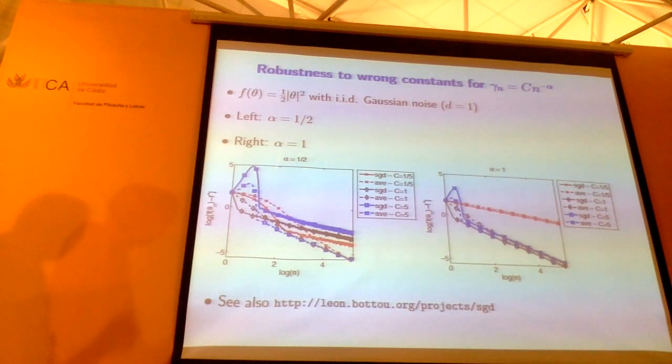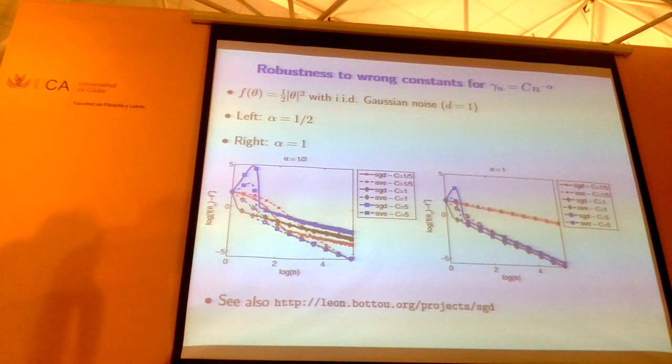So here I consider on the left a decaying step size of 1 over root n, and on the right a decaying step size of 1 over n. The problem here is strongly convex. So what should I get? I'm considering several values of the constant. First, if I have a step size which is bigger than 1 over root n, before averaging, I'm converging slowly.